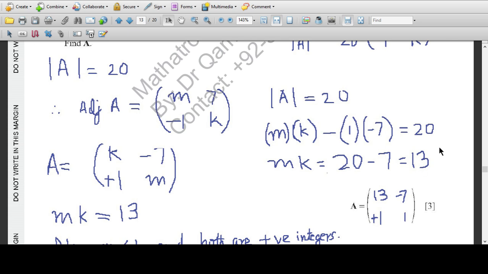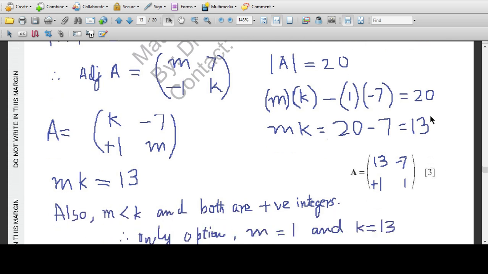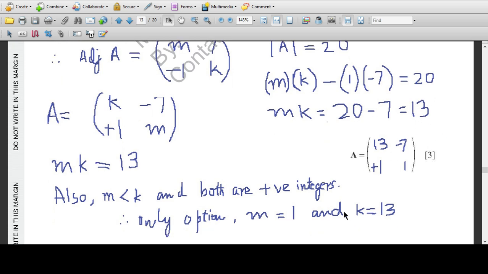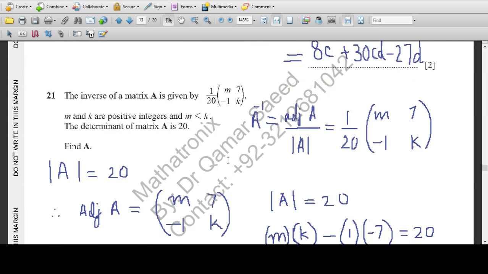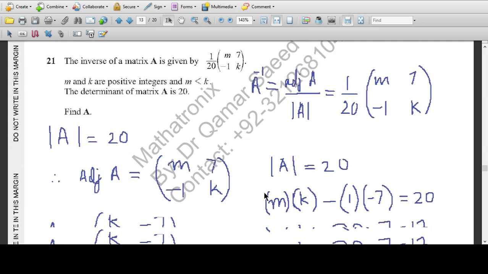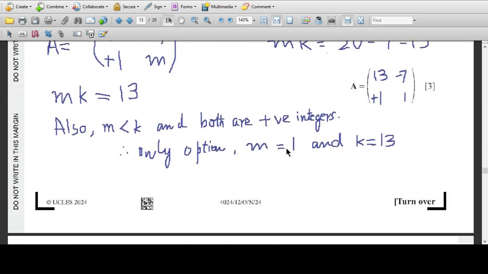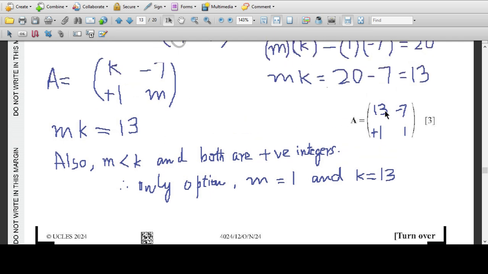Well, it is easy, but sometimes an easy question becomes difficult. So this 13 is a prime number. So the only option left is 1 and 13. The multiplication of this m and k is 30. We also know that m is less than k, which is given. So we have taken m is equal to 1 and k is equal to 30. So in place of this k, we have written down this 13, and in place of 1, m is 1 and minus 7. So this A is obtained.